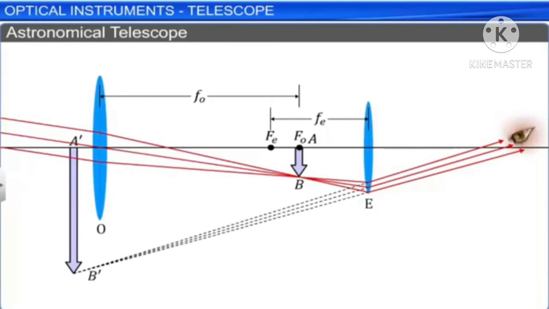Let the angle subtended by the object at the objective be alpha. Since the object is far away, the angle subtended by it at the objective is the same as the angle subtended by it at the eye. Let beta be the angle subtended by the final image at the eye. The angular magnification or the magnifying power of a telescope M is the ratio of the angle subtended by the final image at the eye to the angle subtended by the object at the unaided eye. That means M is equal to beta by alpha. Let this be equation 1.